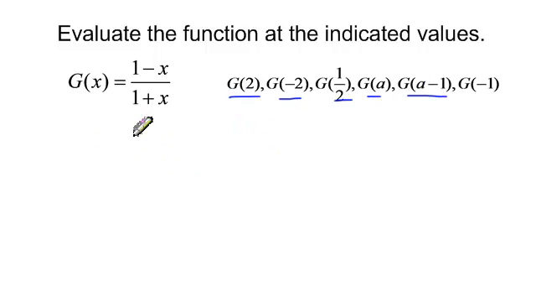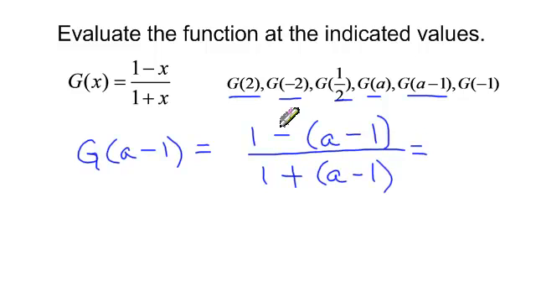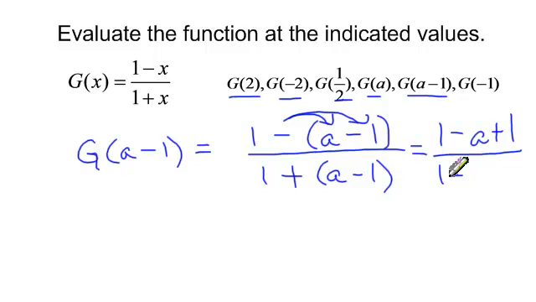I am now going to work on g at a minus 1. I will have 1 minus, instead of x, I will plug in a minus 1. Do not be lazy. Put your parentheses or you'll make a careless error. And then I have 1 plus x, which we will plug in a minus 1. In the numerator, you see that negative in front of the parentheses? That will be 1 minus a plus 1. I had to distribute that negative. That's when the signs change. In the denominator, it's just a plus in front of here. So nothing changes, but I will rewrite it without the parentheses.